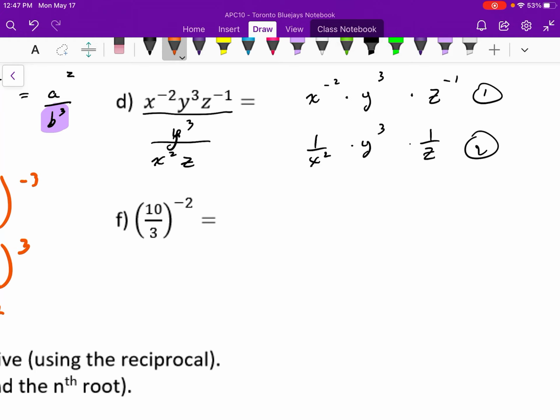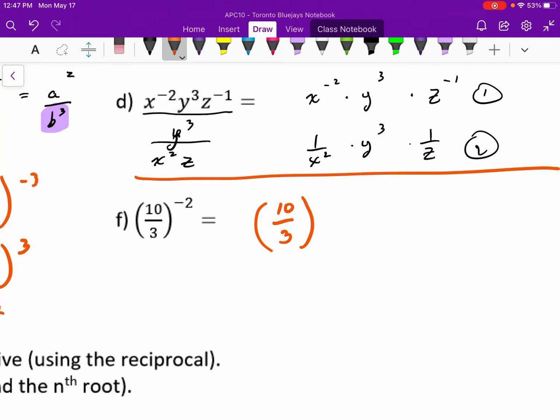So if you want, you can try this out. And there's many ways that you can do this. So 10 over 3 to the power of negative 2. Well, that is 3 over 10 squared. That is, I could take the reciprocal. 3 over 10 squared is 9 over 100. Right?